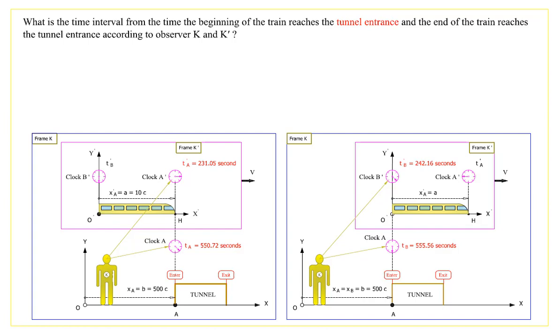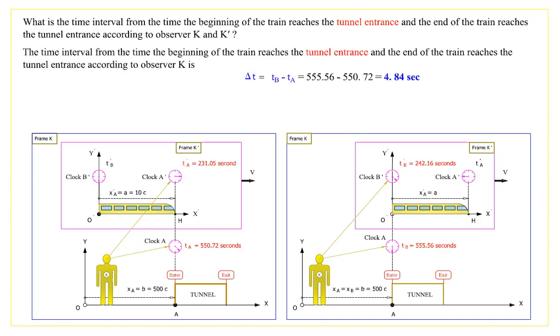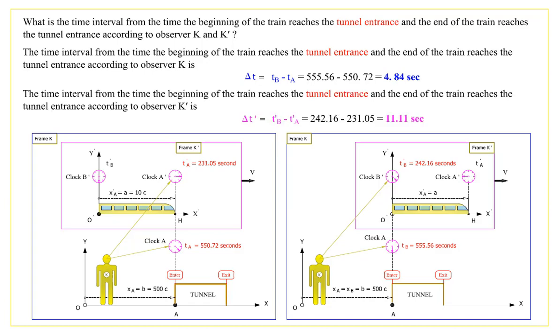What is the time interval from the time the beginning of the train reaches the tunnel entrance and the end of the train reaches the tunnel entrance according to observer K and K'? The time interval according to observer K is delta t equals 4.84 seconds. The time interval according to observer K' is delta t' equals 11.11 seconds.